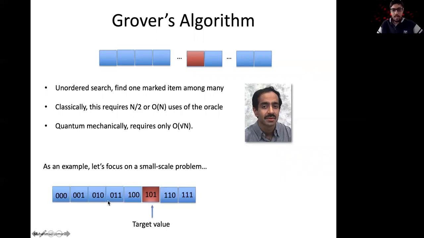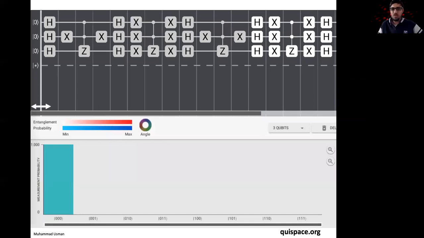Let's suppose that we are given a 3-bit number. So there are 8 possible data elements, and you want to search for 101, right? So that's your target value. So this is a quantum circuit. I'm not going to go into the detail of how this is constructed, but I want to give you the idea of how it works.